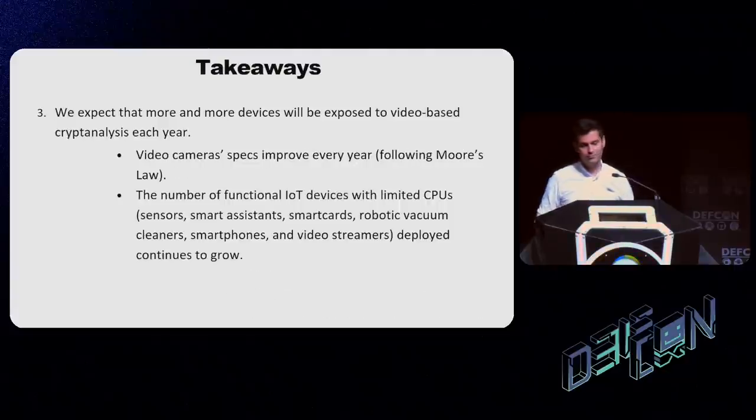Moreover, the number of functional IoT devices with weak CPU power, and I'm referring to sensors and smart cards and robotic vacuum cleaners and smartphones and even video streamers, the number of such devices is continuously increasing each and every day. Their deployment is expected to grow throughout the next year as well. And as a result, we will have much improved video cameras throughout the years co-located with a greater number of weak IoT devices, okay? And due to this fact, we believe that more and more devices will be exposed to video-based cryptanalysis each and every year.